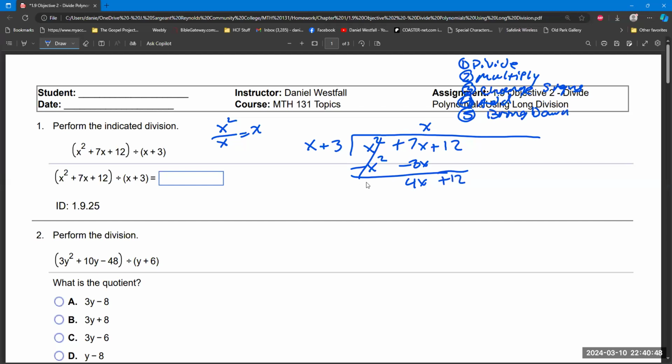Like this, and I keep going as long as I can continue to divide. So I'm just going to repeat all this here. 4x divided by x is 4. And I can already see that I'm done because I've reached the end of my polynomial here. Anything that's left over in this step is going to be part of my remainder if I have a remainder. So 4x and 12, I'm going to change my signs and add. I get a remainder of 0, and the answer is x plus 4.